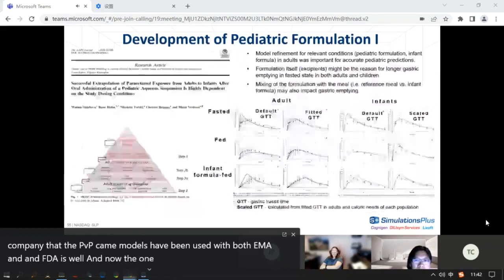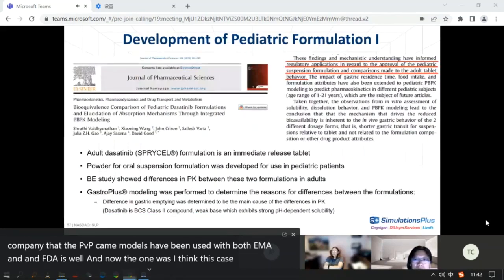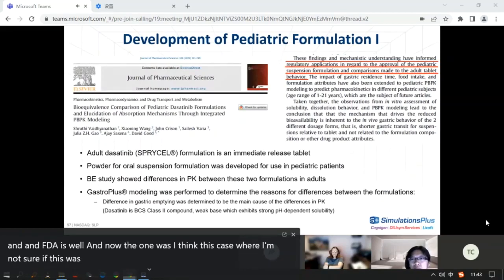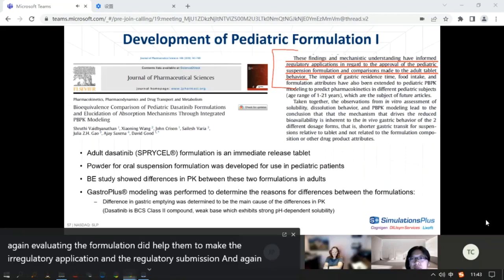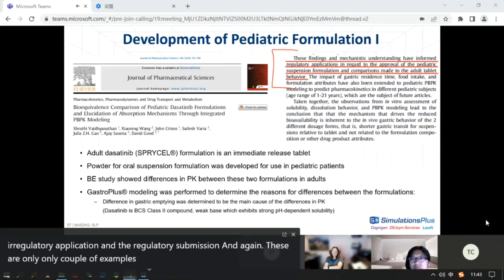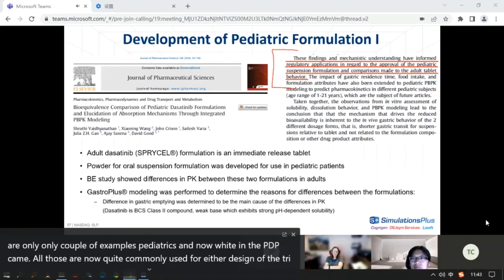Another one was, I think, this case where I'm not sure if this had anything to do with the label, but again, evaluating the formulation did help them to make the regulatory application and the regulatory submission. And again, these are only a couple of examples. Pediatric PBPK models are now quite commonly used for either design of the trials or the pediatric predictions.